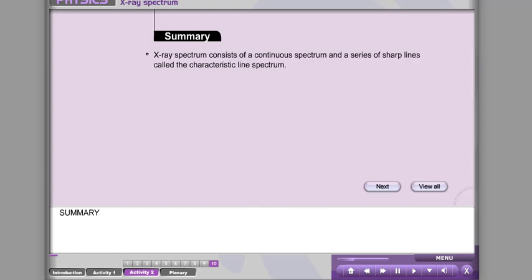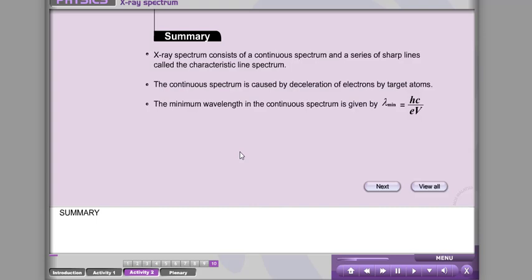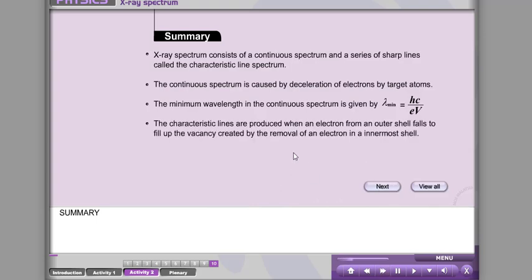Summary: the X-ray spectrum consists of a continuous spectrum and a series of sharp lines called the characteristic line spectrum. The continuous spectrum is caused by the deceleration of electrons by target atoms. The minimum wavelength in the continuous spectrum is given by lambda minimum equals hc over eV. The characteristic lines are produced when an electron from an outer shell falls to fill up the vacancy created by the removal of an electron in an innermost shell.